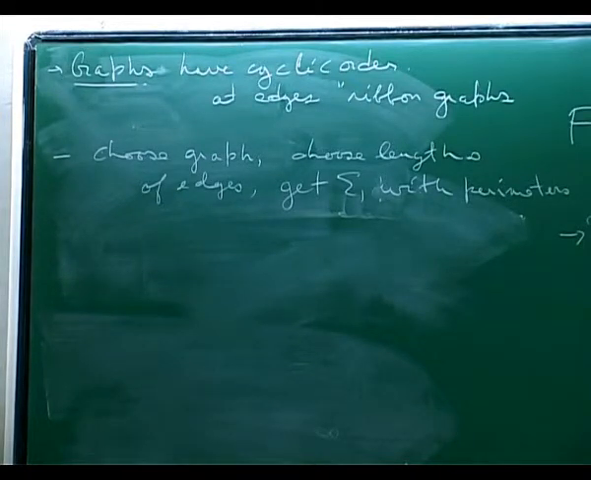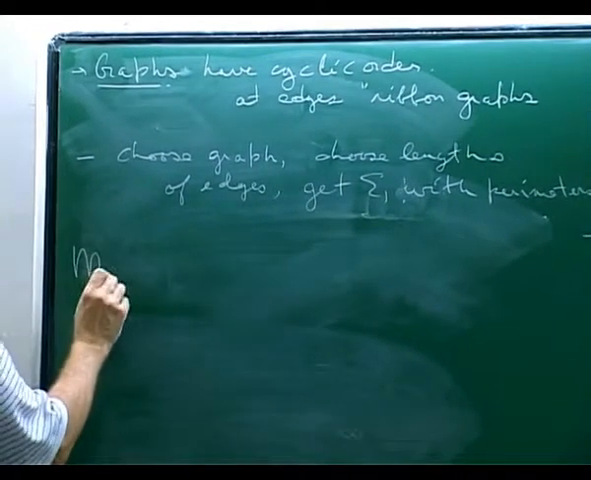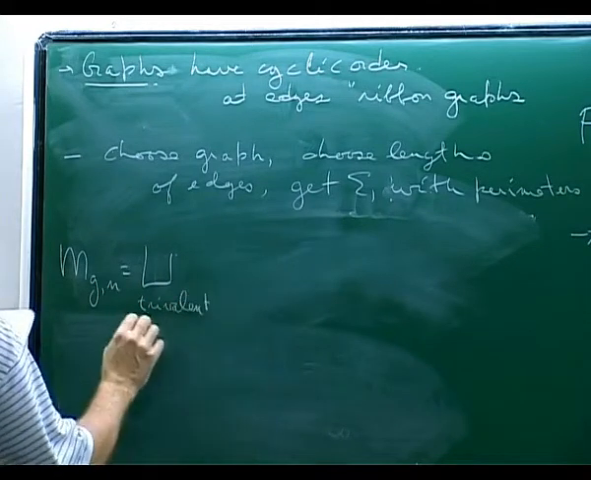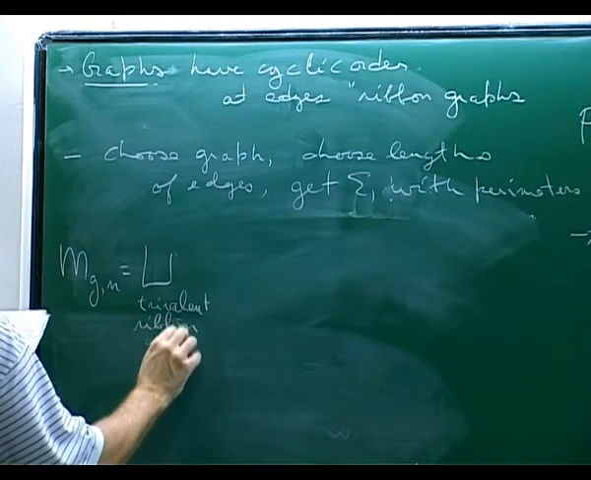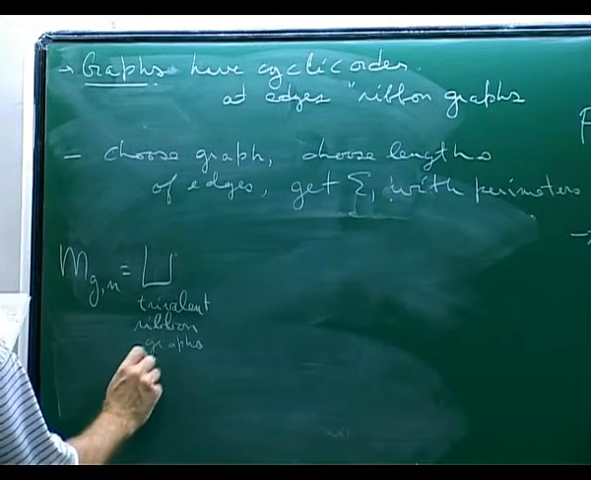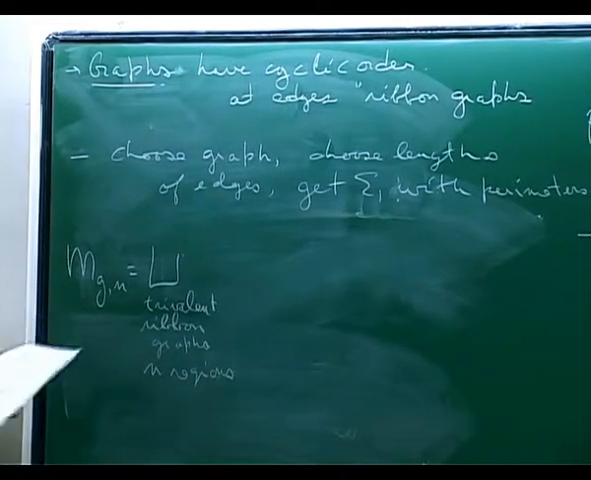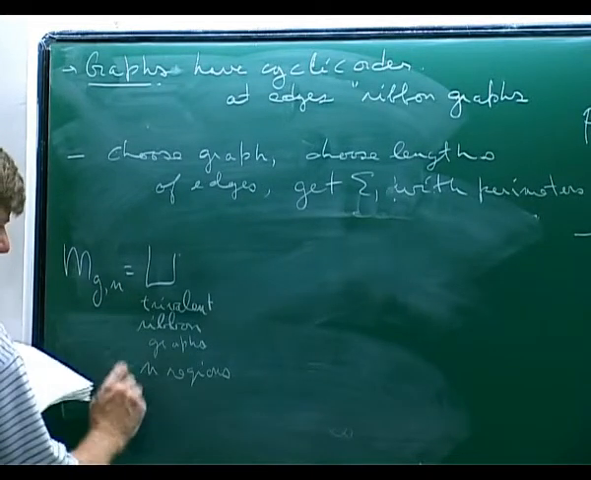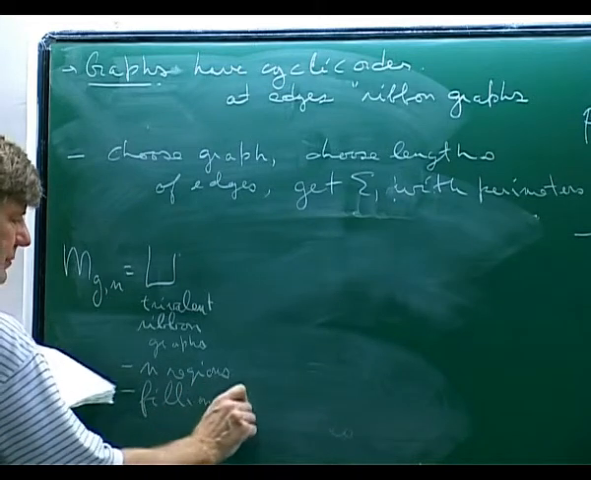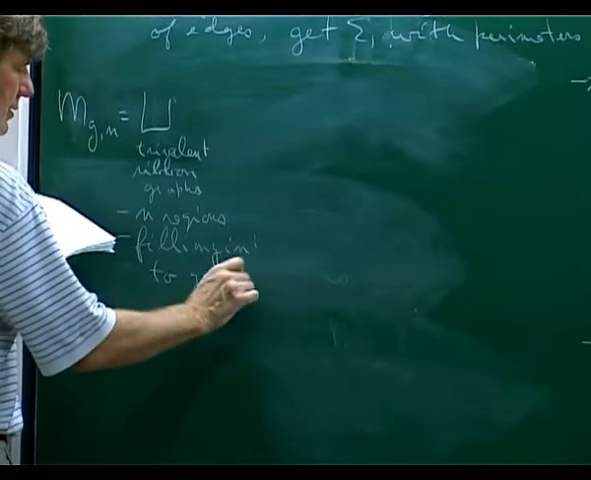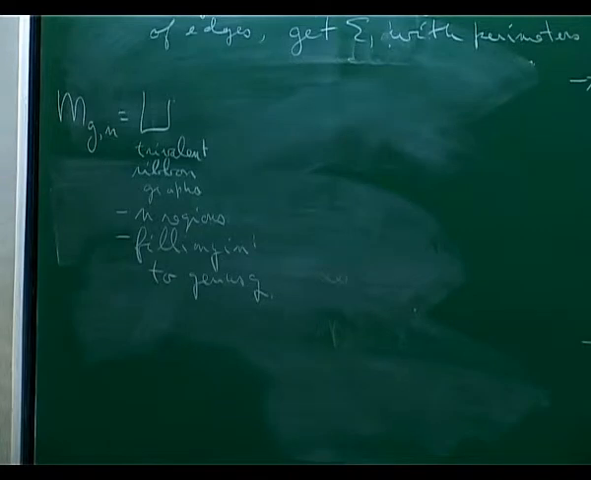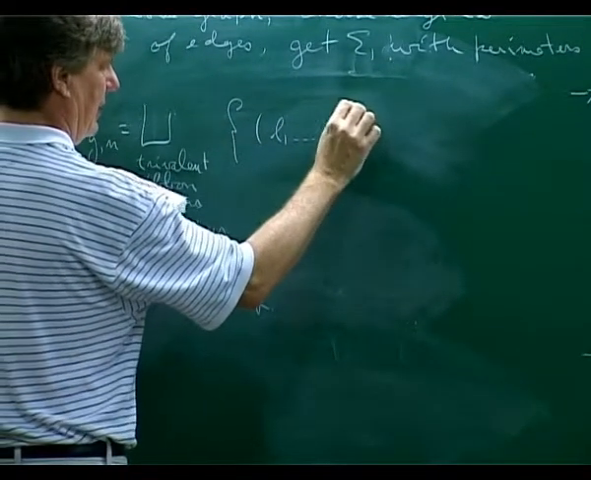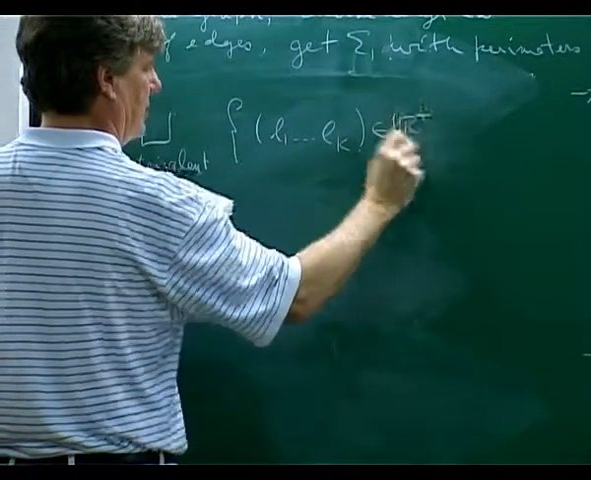Basically what you get is a description of M_{g,n} as a disjoint union. Now I'm going to write it as, first of all, trivalent ribbon graphs with n regions. These are rather like planar graphs. There's a natural way of finding the regions, and they fill into a genus g curve. So you can compute a genus and compute a number of punctures. And then you have the set of lengths, L1 to L_K, in R_+^K.